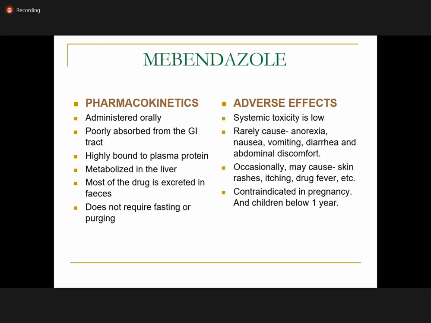Adverse effects: systemic toxicity is low, and that is the logical point. Again, this is one of the beneficial points. You must clear this concept, because anything which enters the blood moves throughout the body, so there are increased chances of side effects. But if the drug is poorly absorbed, that means the local effect is maximum and the systemic effect is minimum, right? So the main side effects would be related to GIT disturbance. Rarely it causes anorexia, nausea, vomiting, diarrhea, and abdominal discomfort.